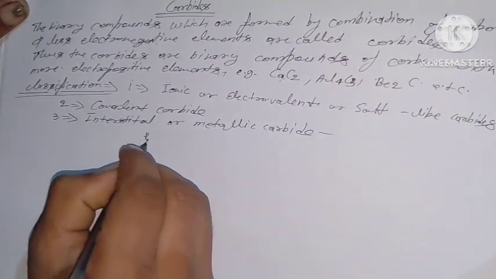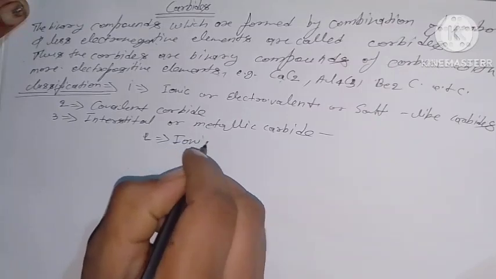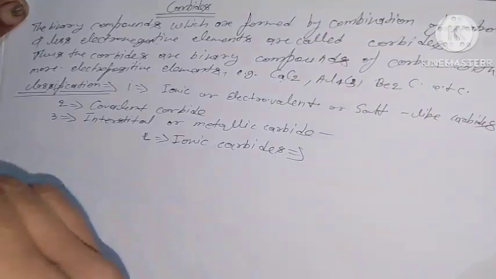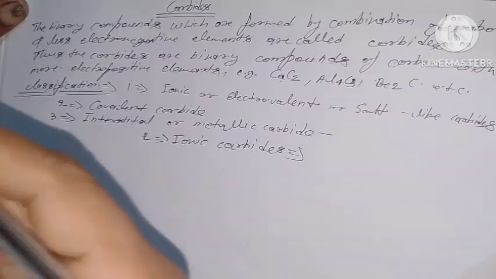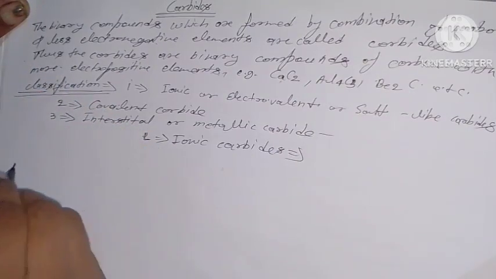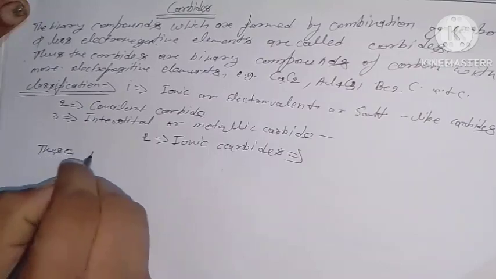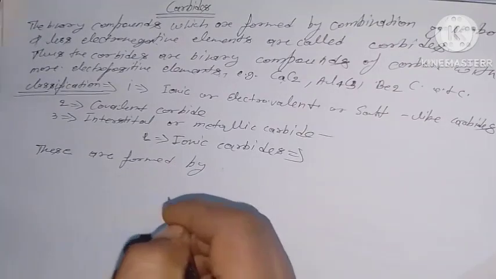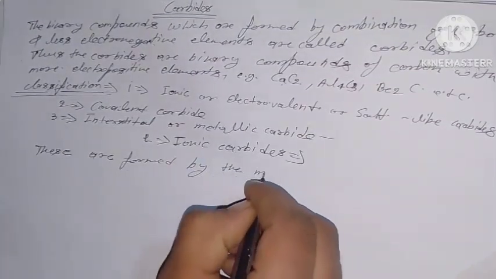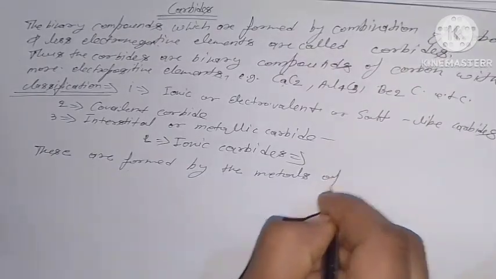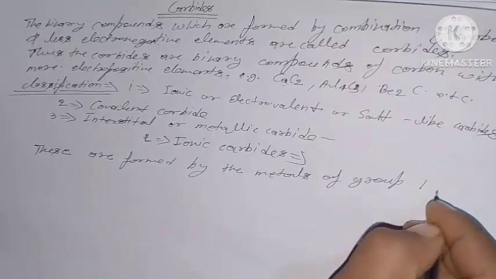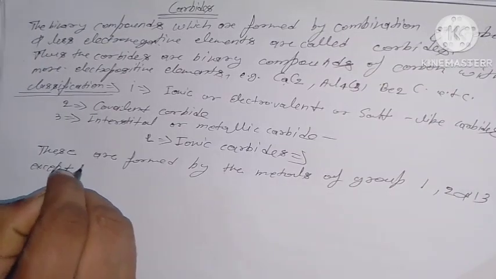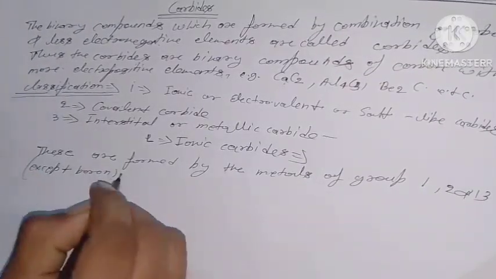First point: ionic carbides. These are formed by the metals of group 1st, 2nd, and 13 except boron.